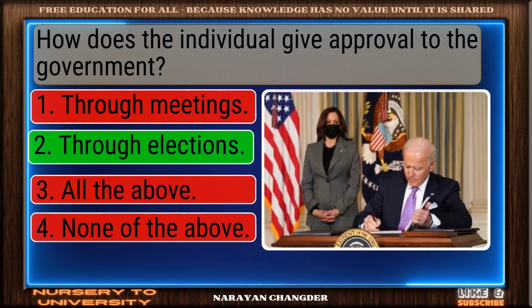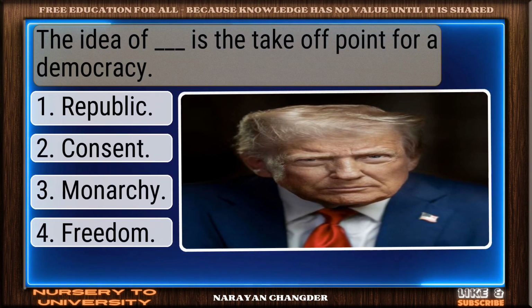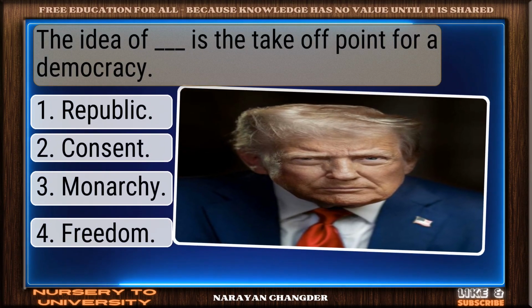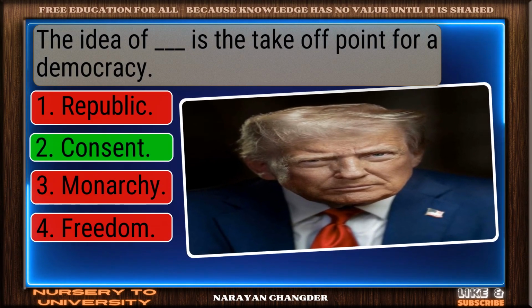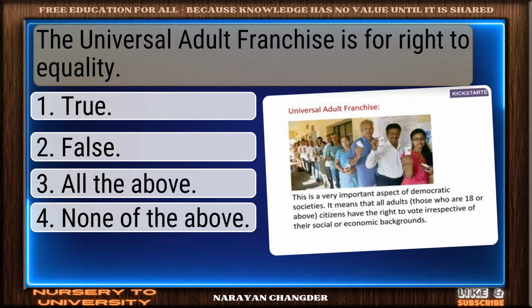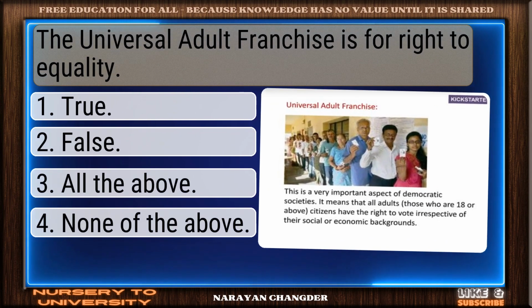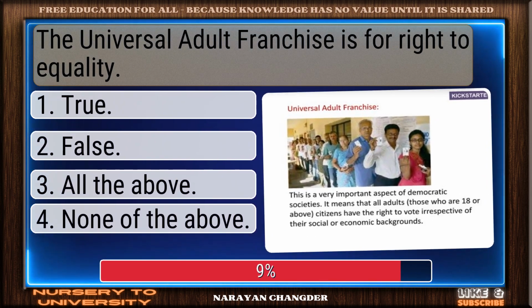Bravo. Through elections is the answer. Question number 99. The idea of dash is the takeoff point for a democracy. Well done. Consent is the right choice. Question number 100. The universal adult franchise is for right to equality.